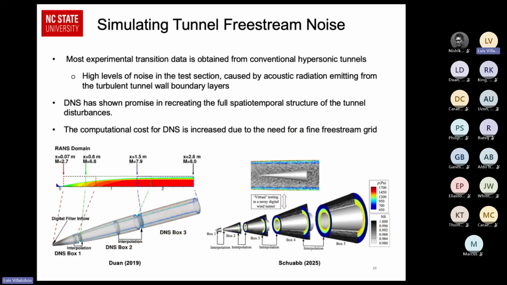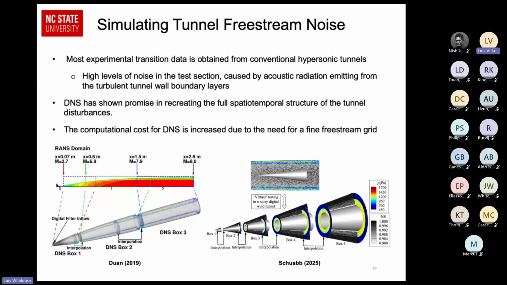Okay, so this is the next application of our technique, and this is for simulating the freestream tunnel noise in a hypersonic tunnel. Most experimental transition data is obtained from conventional hypersonic tunnels, and these are pretty noisy because the walls of the boundary layer are turbulent, and these will emit acoustic radiation into the test section of the nozzle. The frequencies of these fluctuations can overlap with second mode instabilities, and so they certainly have an impact on the transition of the boundary layer from laminar to turbulent.